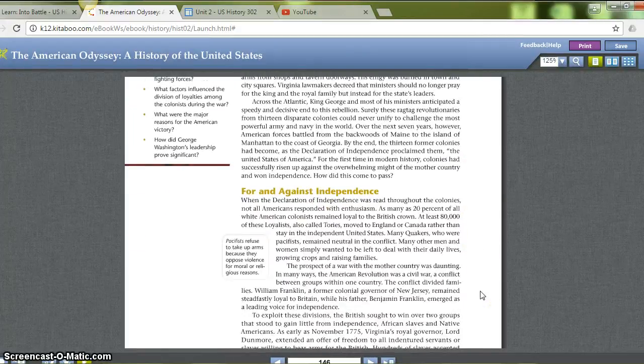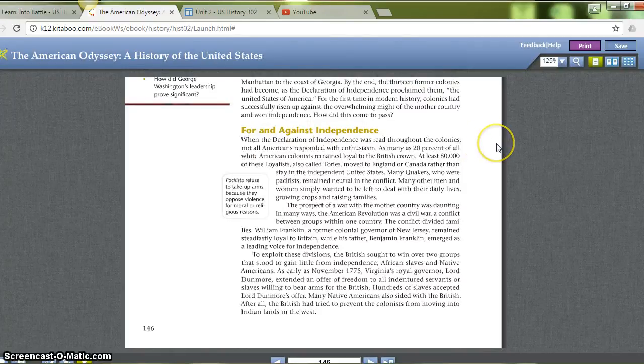For and against independence. When the Declaration of Independence was read throughout the colonies, not all Americans responded with enthusiasm. As many as 20% of all white American colonists remained loyal to the British Crown. At least 80,000 of these loyalists, also called Tories, moved to England or Canada rather than stay in the independent United States. Many Quakers who were pacifists remained neutral in the conflict. And let's look at the definition over here of pacifist. They are someone who refuses to take up arms because they oppose violence for moral or religious reasons.